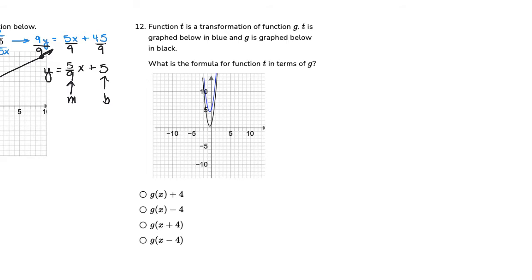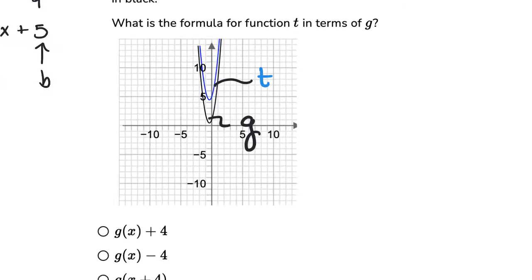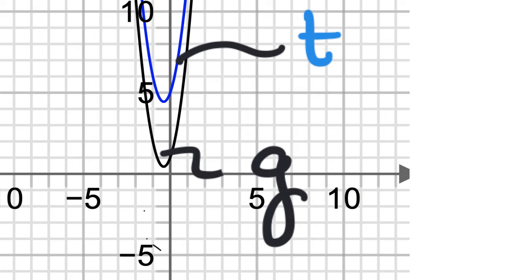12 is a transformation of function g. T is the transformation of g. Let's see here. T is graphed below in blue, so T is in blue. Let's put him in blue. And the black one is g. And we want to figure out how T has been transformed. So I'm going to zoom in here really close. And you can see if I look here, this is at a half.